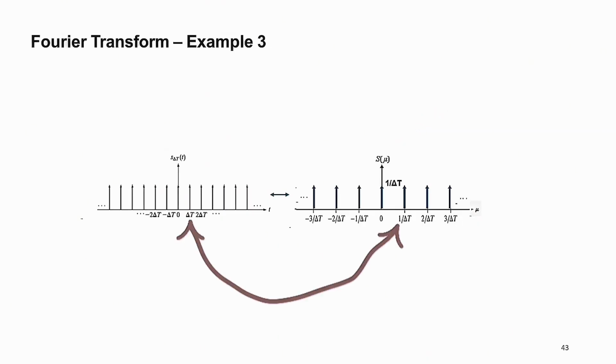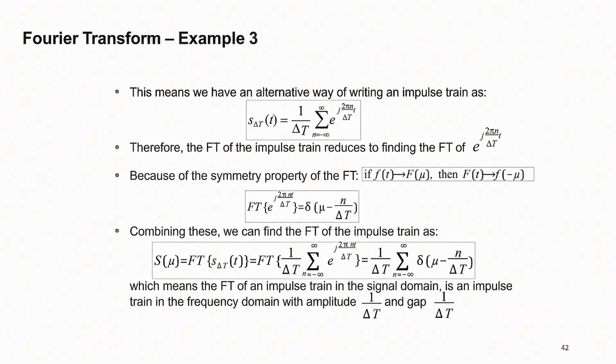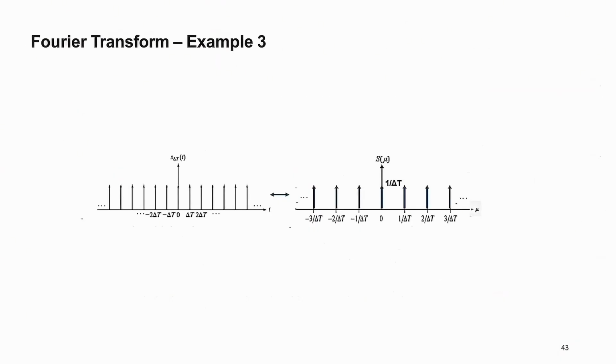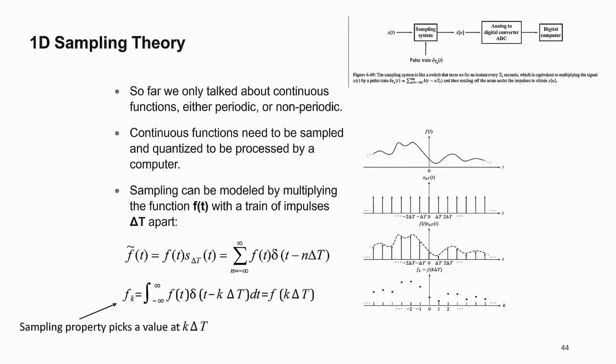So if this is delta t, this will be 1 by delta t, which is also from the formula. I can also say that this is mu minus n by delta t, meaning the trains are at 1 by delta t, 2 by delta t, 3 by delta t, and in the negative direction as well, with an amplitude of 1 by delta t. If this is bigger, here it will be smaller; if this is small, it will be bigger. And this is what we are doing next.